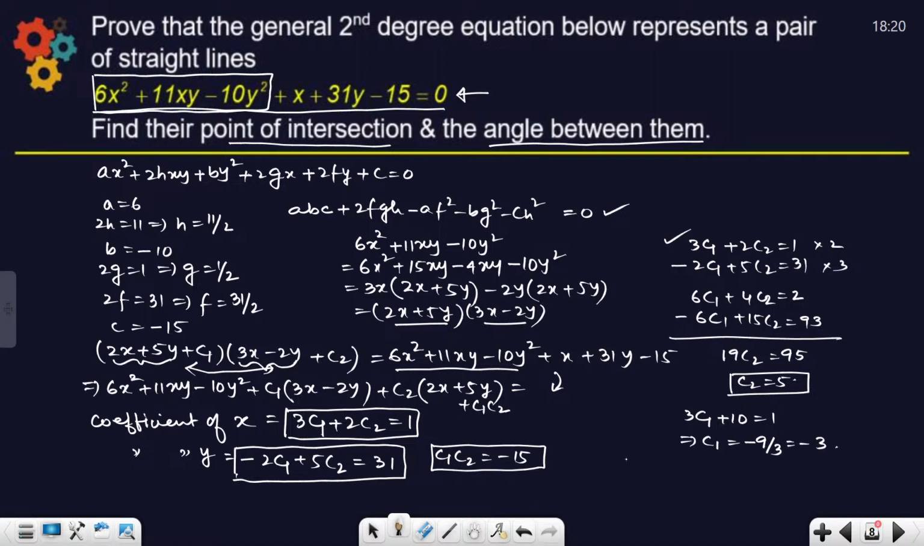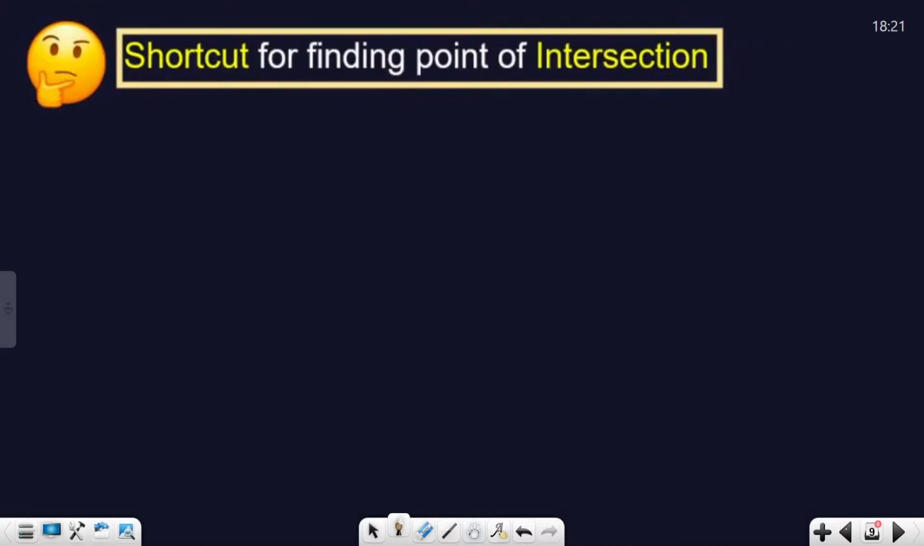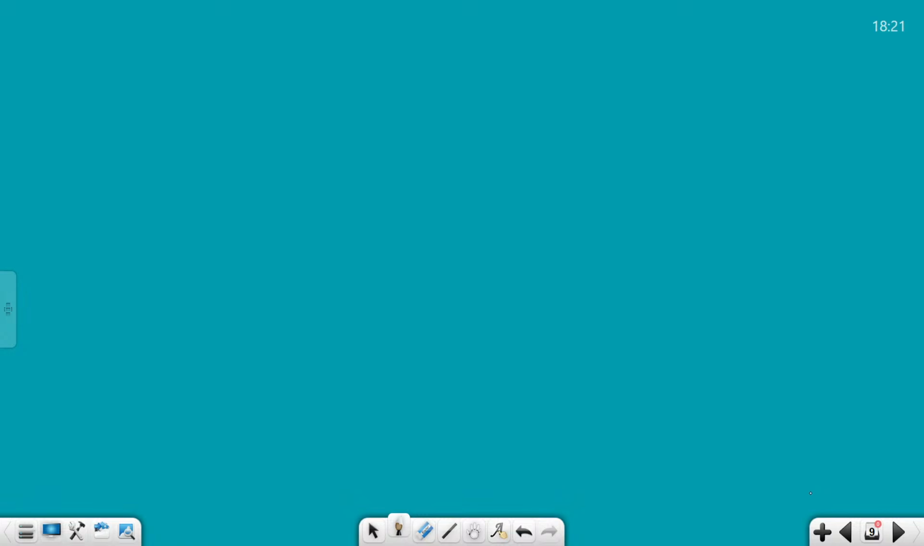Correct? So the two equations you got. What are those two equations? 2x plus 5y minus 3 is 0 and 3x minus 2y plus 5 equals to 0. These two equations we got. Yes or no? We got these two equations. So we got the equation of the two straight lines. Now it is pretty simple for us to find out the point of intersection. What will be the point of intersection?